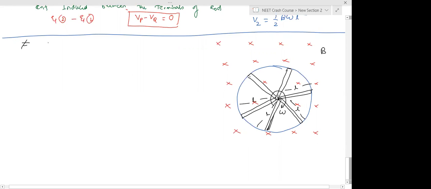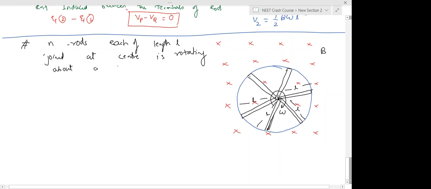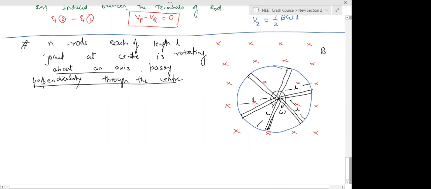This is the next case. N rods, each of length L, joined at the center, is rotating about an axis passing perpendicularly through the center. So what will be the total EMF induced between the center and circumference?